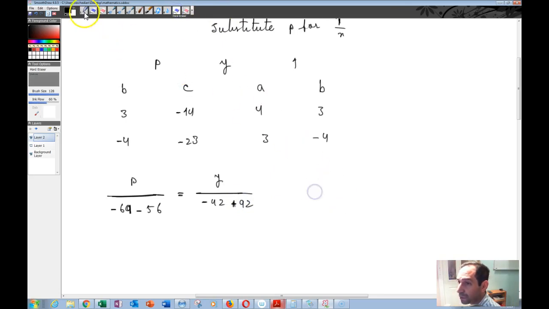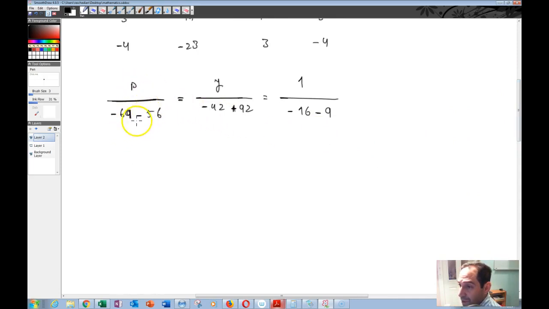And that is equal to 1 over negative 16 minus 9. So then what you have here is 69 plus 56, which is 125, negative 125. So p over negative 125. And this is 92 minus 40, which is equal to 52, so y over 50. And negative 16 minus 9 is equal to 1 over negative 25.